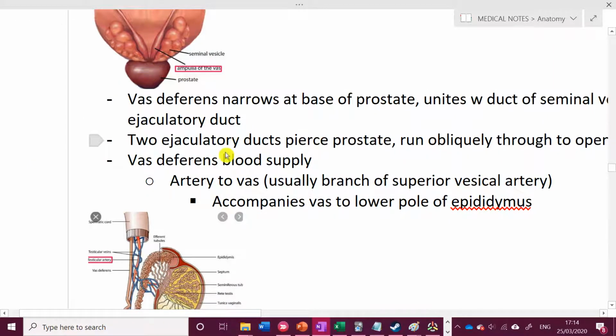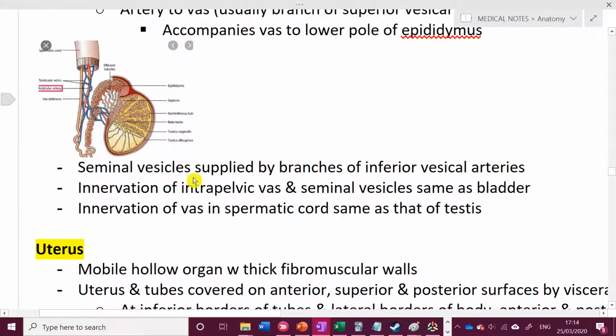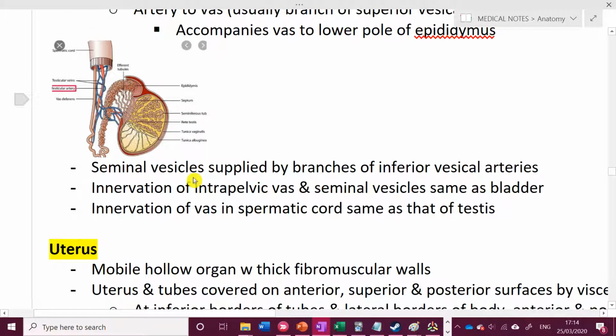The vas deferens has a blood supply from the artery to the vas, which is usually a branch of the superior vesical artery, and it accompanies the vas to the lower pole of the epididymis. The seminal vesicles are supplied by branches of the inferior vesical arteries, and innervation of the intrapelvic vas and seminal vesicles is the same as that of the bladder. So you've got the L1 and L2 and S2 to S4 parasympathetic and sympathetic, and then the innervation of the vas in the spermatic cord is the same as that of the testis, so that's around T10 sympathetic and no parasympathetic innervation.